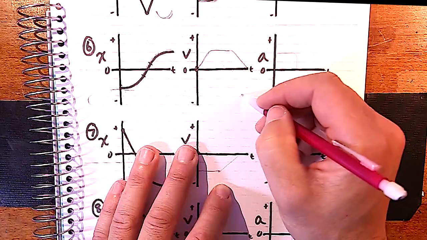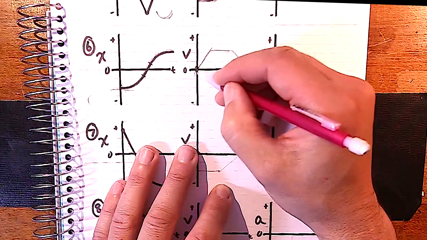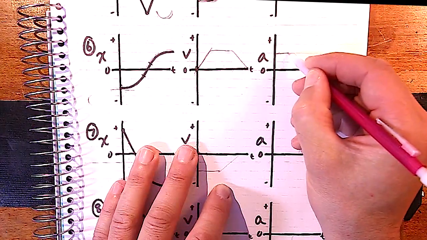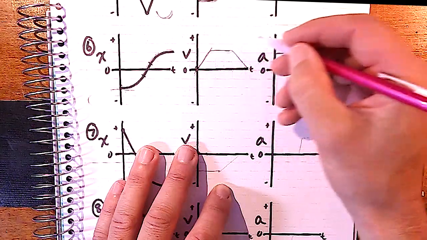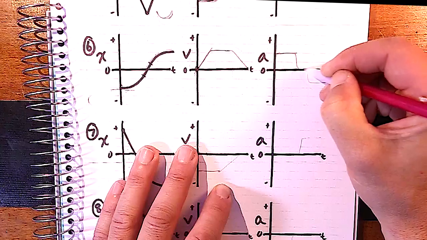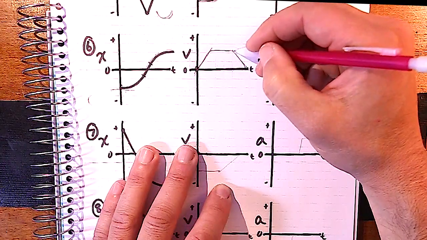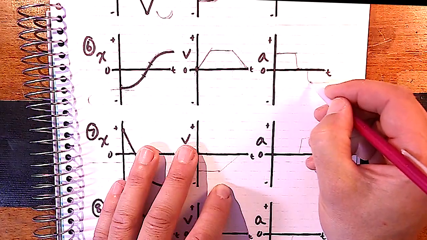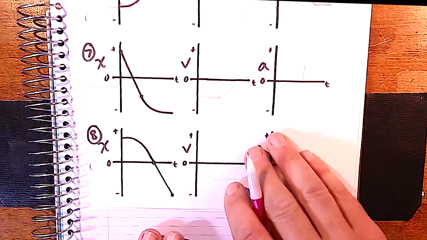So the velocity-time graph is our acceleration. Our slope is positive, so our acceleration is positive and constant. Then the velocity is constant, so our acceleration becomes 0. And then our velocity-time graph slope is constant and negative, so our acceleration becomes constant and negative.